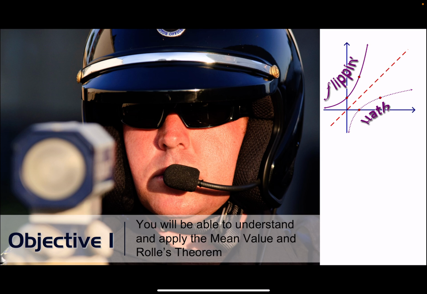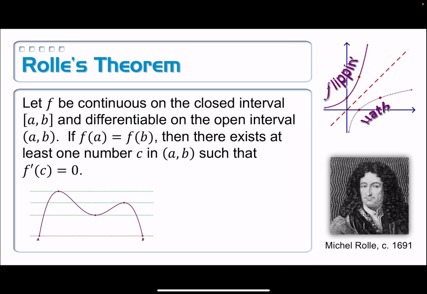Being able to understand and apply the mean value theorem and Rolle's theorem. First up, Rolle's theorem. So let's write this thing down. Formally, Rolle's theorem says, let f be continuous on the closed interval from a to b and differentiable on the open interval from a to b. Two key conditions that have to be met before you can even start to apply Rolle's theorem. It's got to be continuous on a closed interval and differentiable on the open interval.